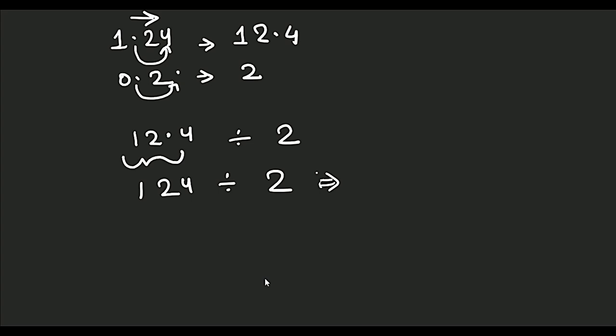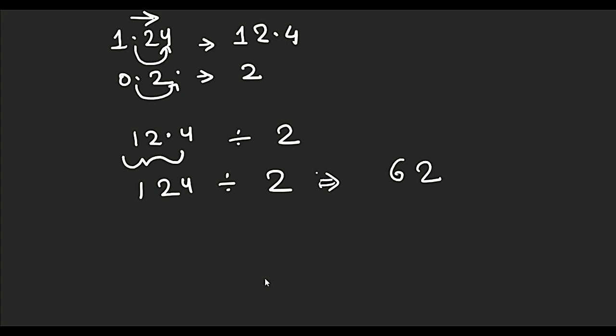So my number is 124 divided by 2. This is very easy. We have to divide it by 2, basically divide it into half. So what is the half of 124? It is 62. But this is not my final answer. We have to place my decimal point back.